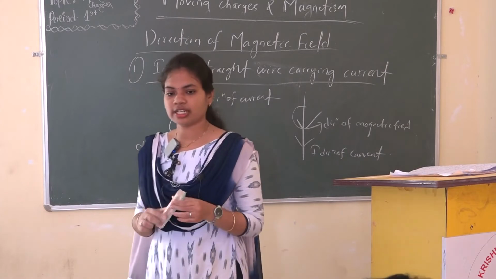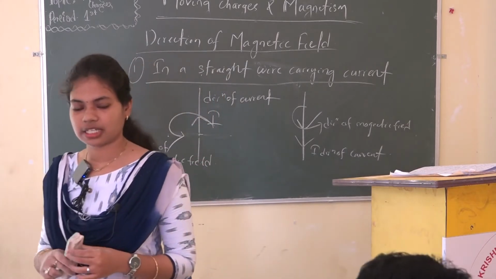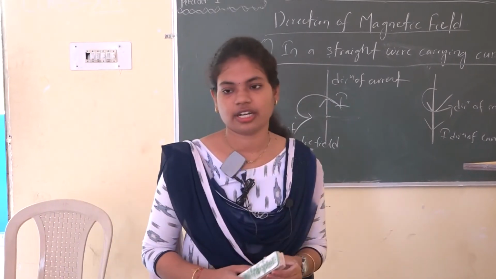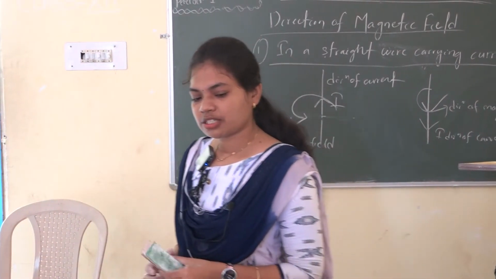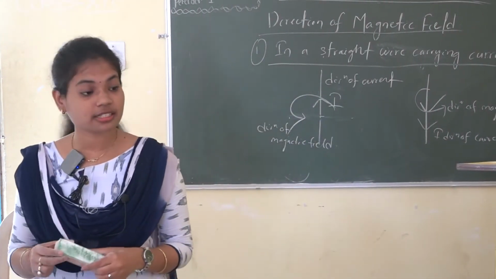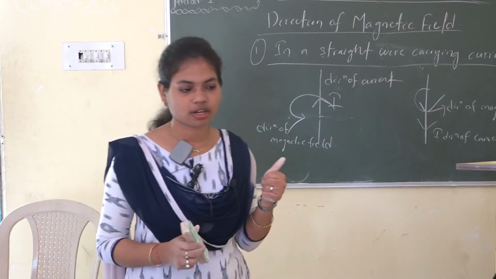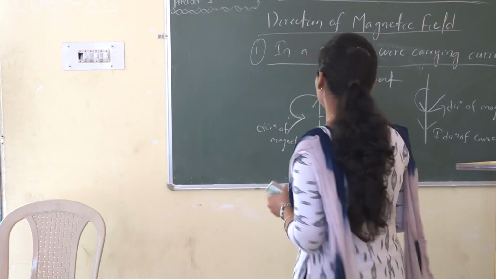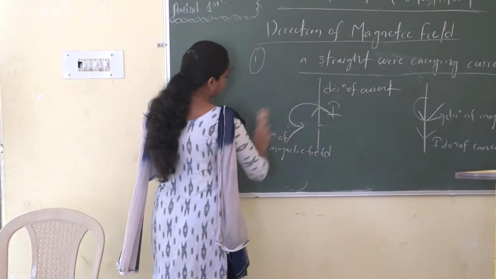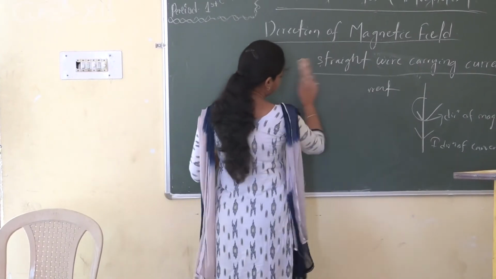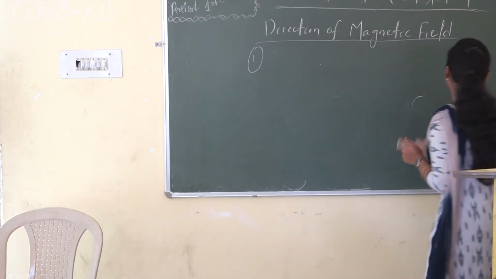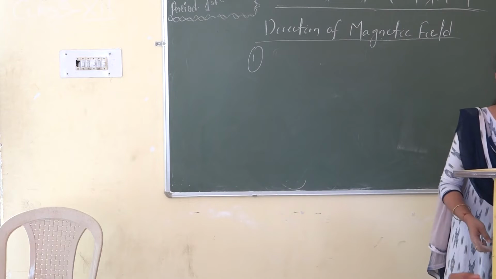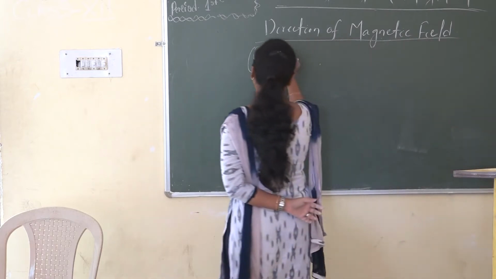All of you understood the direction of magnetic field in case of a straight wire carrying current. In case of a straight wire carrying current, the thumb represents the direction of current, and the finger curl represents the direction of magnetic field. Then the second case: a closed loop carrying current.